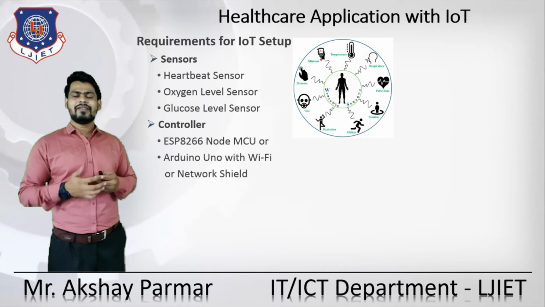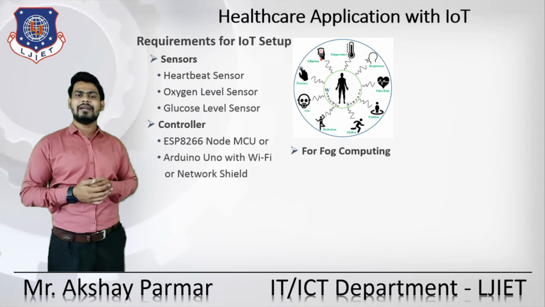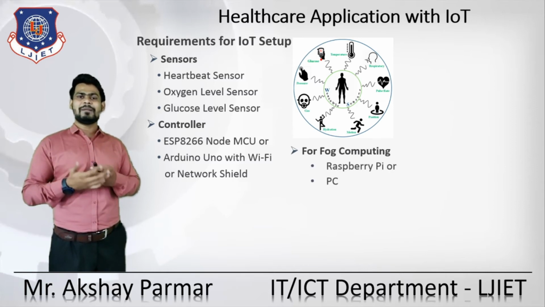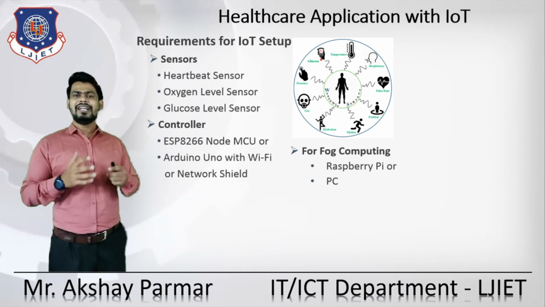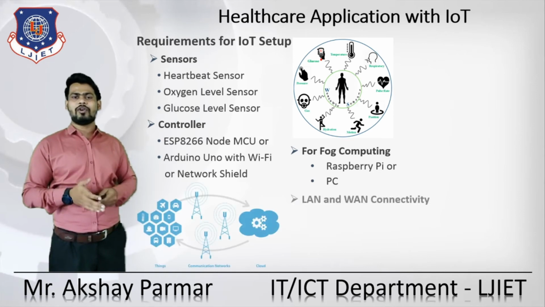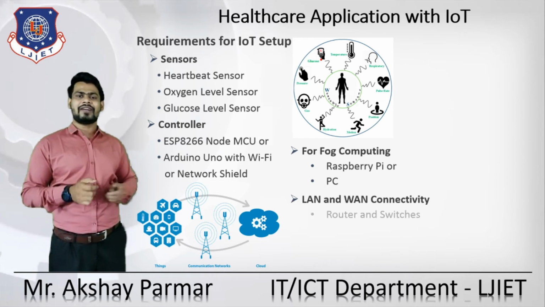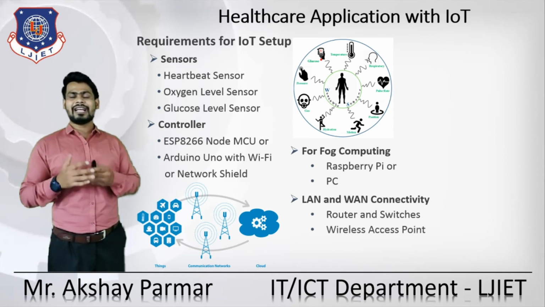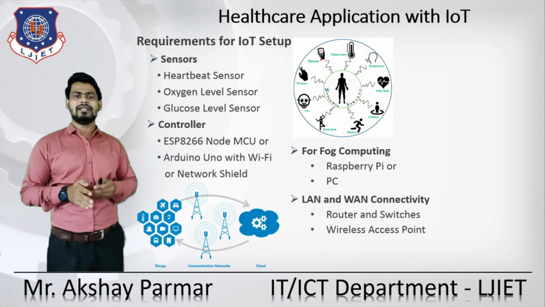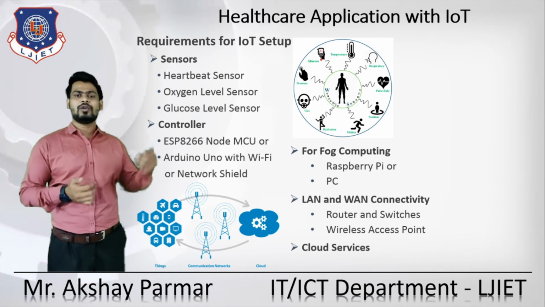After that, if we need a storage location and fog or local computing, at that time we can use a Raspberry Pi or a PC. That is the basic requirement of an IoT application. After that, we need to connect all the sensors, controllers, fog computing and cloud computing, so we require effective LAN and WAN connectivity. For that we need a router and switches, with which we can transfer data from one device to another. We need a wireless access point, or we can have a wired LAN too.